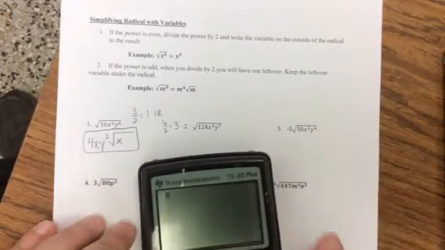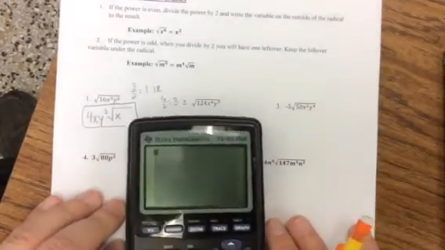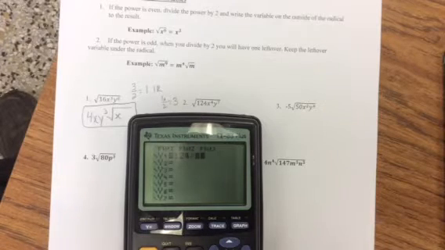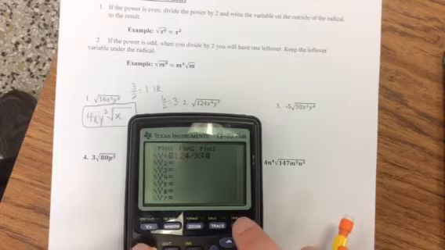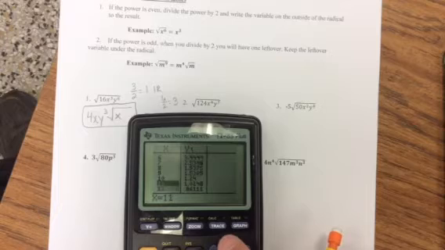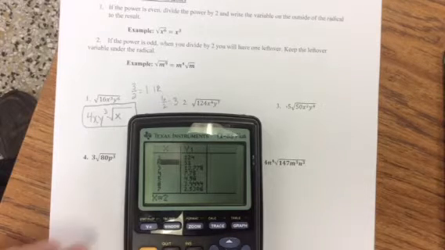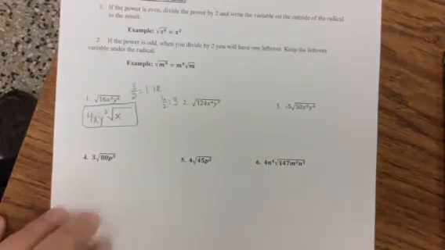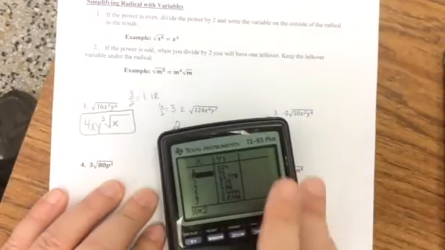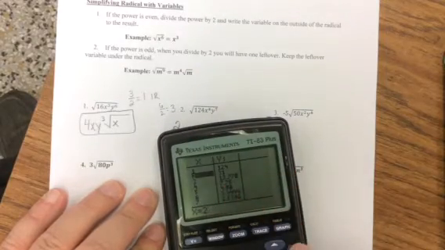So the first thing I'm going to ask myself, is it perfect? Is the number perfect? So I see the number is not perfect. So I'm going to go to y equals 124 divided by x squared, and I'm going to go to my table. And I'm looking for the lowest number under y. And there we are. So that means 2 goes on the outside, and on the inside, it looks like it's 31.